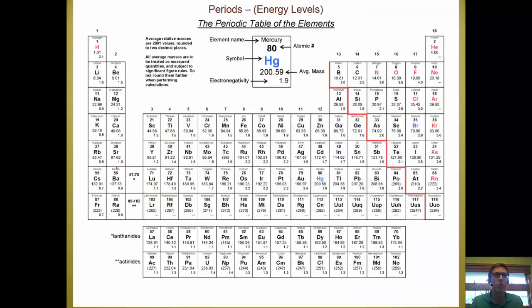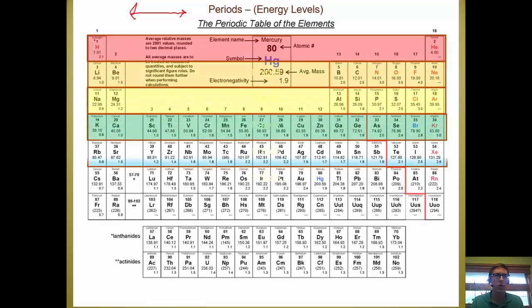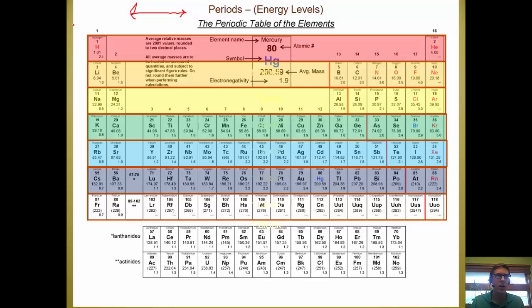And now periods. Remember, groups went up and down. Periods go left and right. Talk about period 1, right here. Period 2, right here. 3, 4, 5, 6, and 7. This is 1, 2, 3, 4, 5, 6, and 7. And these are important because these give us the number of energy levels.